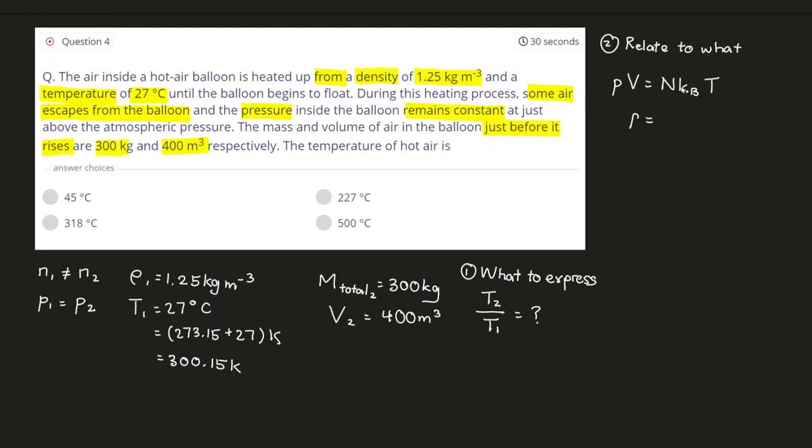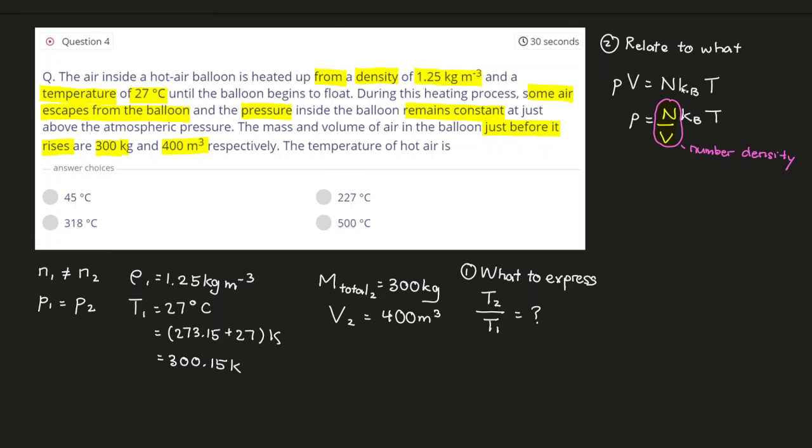This one is also a quite difficult question for me, so it takes some time for me to figure out how to do it. First I shift it like this. Then I see N over V is the total number of molecules divided by the volume. So what you get here is actually the number density, meaning how many gas molecules there are per unit volume. We call it number density: how many gas molecules there are per unit volume.